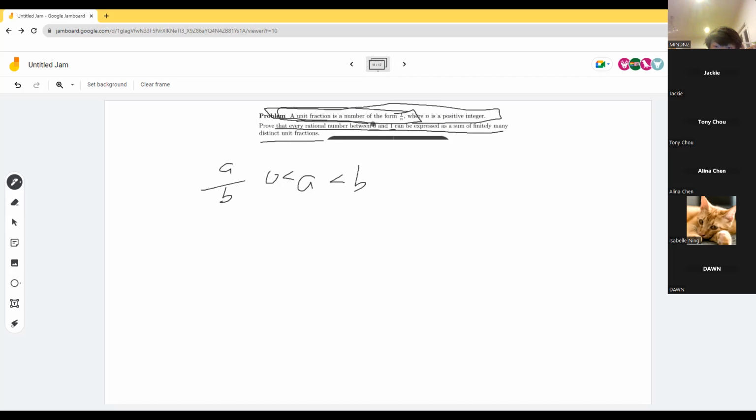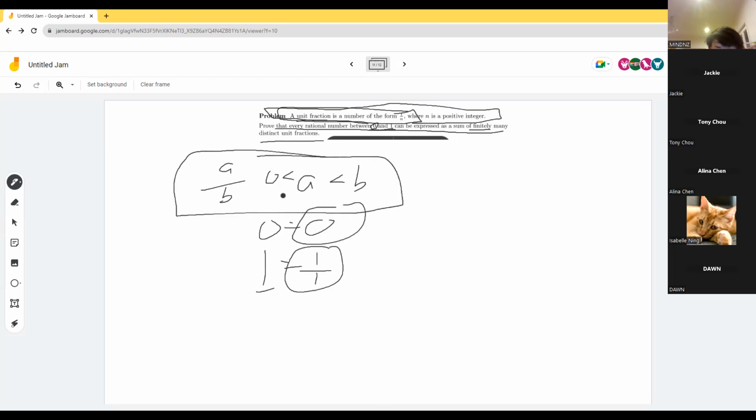So if it includes 0, then yeah, 0 is equal to 0 unit fractions, so there's a finite amount of unit fractions. 1 is equal to 1 over 1. This is 1 unit fraction, which is also a finite amount. It doesn't really matter if this is inclusive or not. Now we just have to consider a over b, where a is bigger than 0 and less than b. Obviously, a and b are natural numbers or positive integers, whatever you want to call it.